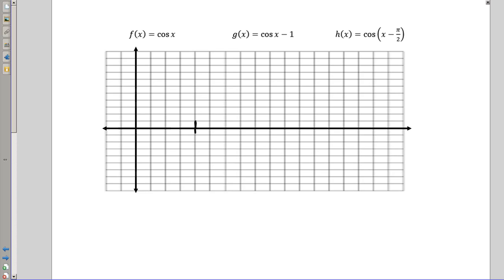So we'll start with cosine, and as usual I'll break the x-axis into the 4 quadrants. Okay, so we have 2 pi, pi, half pi, and 1.5 pi. Okay, and then you can make your y-axis whatever you want.